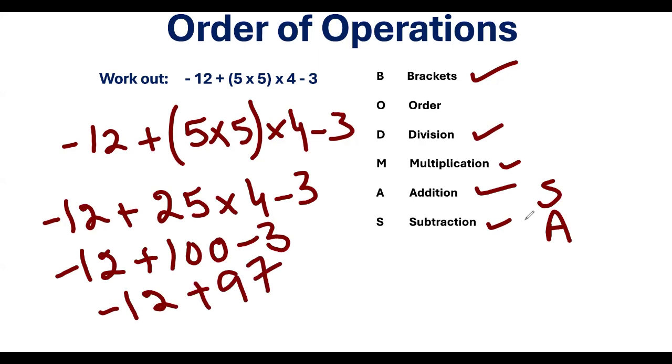Now you can add minus 12 plus 97. 7 minus 2 is 5 and 9 minus 1 is 8. This is the answer, 85, for this order of operations.